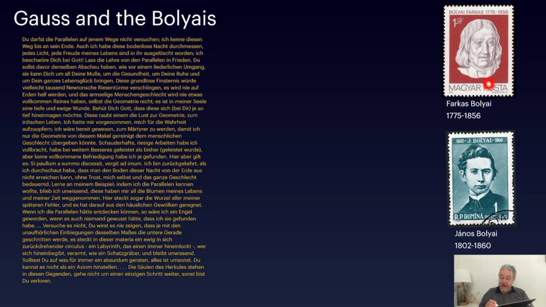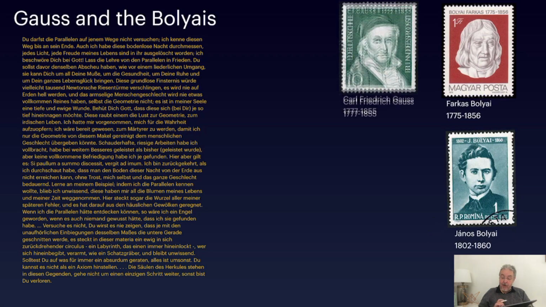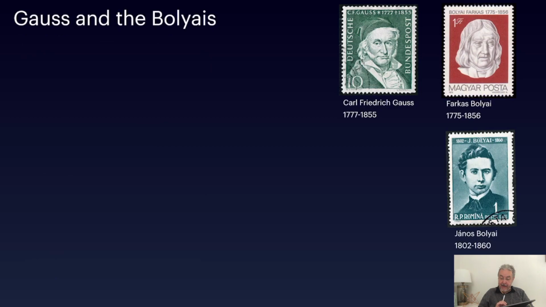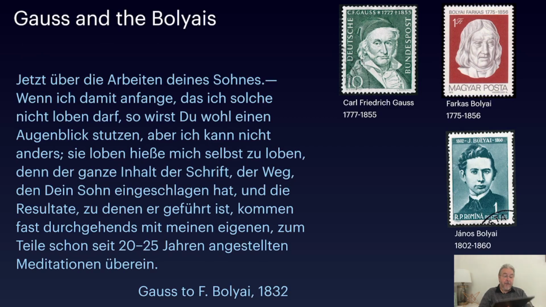And since Farkas Bolyai was a friend to Gauss, he wrote about the discoveries of his son to Gauss, and here you see the stamp of Gauss, and he wrote back, and this really was, I would say, challenging their friendship, the following letter, and this happened in 1832.